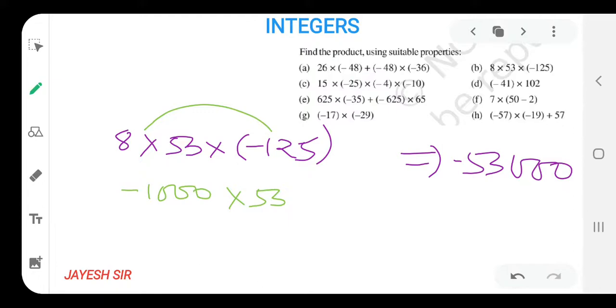And we all know how to multiply with a number having zeros. So 53 into 1000 is 53,000, and the minus sign as it is. I hope you all might be getting it. That was very easy, friends.